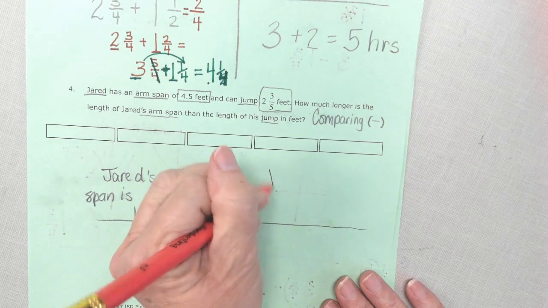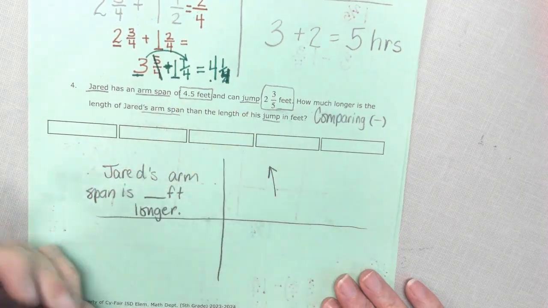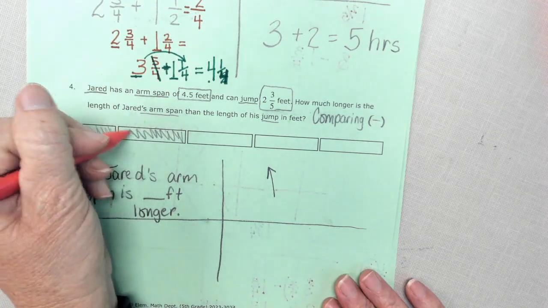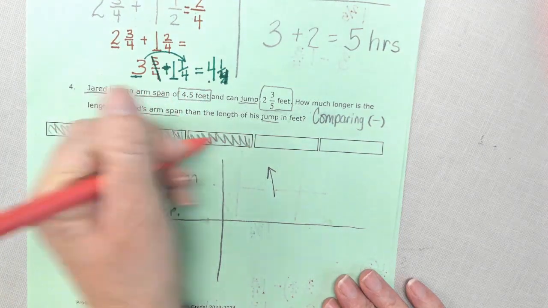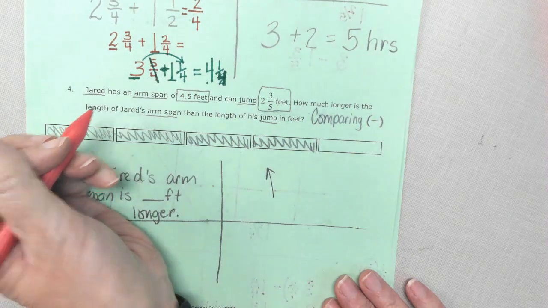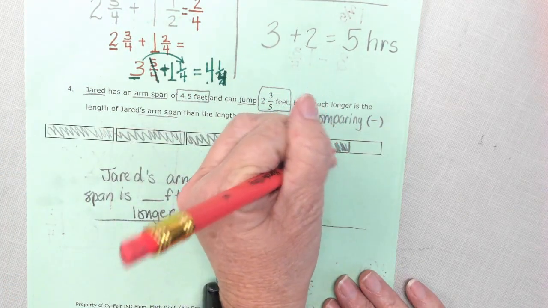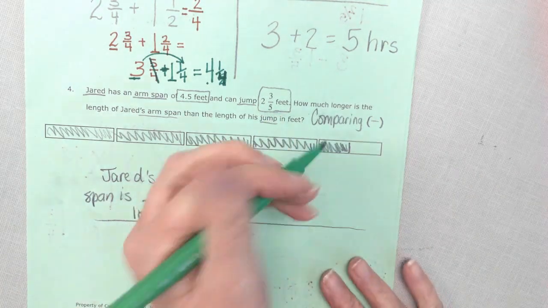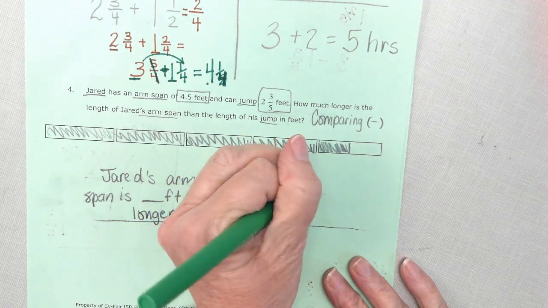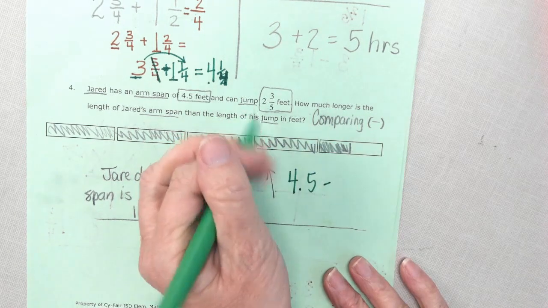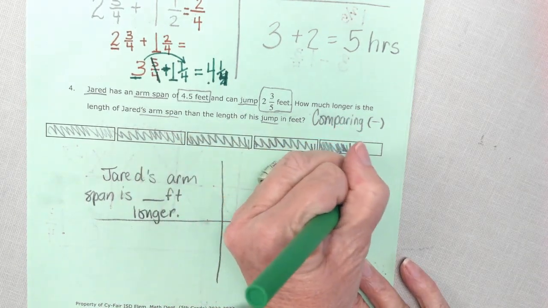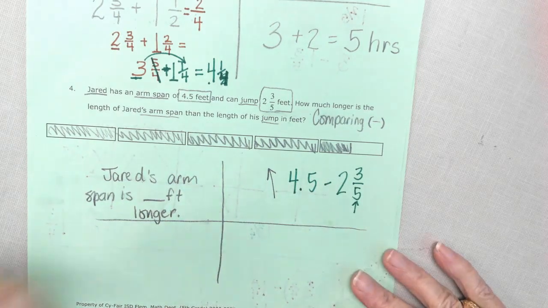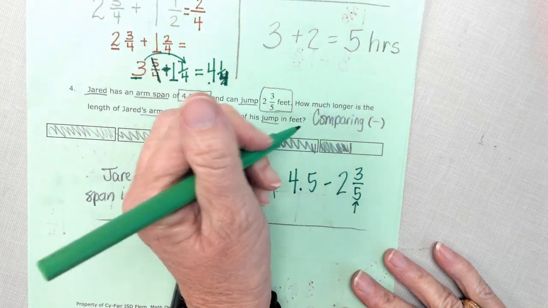And so I'm going to use my models like we have before. We have 4.5 feet. So we have all of this model, all of the second model, the third model, and the fourth model. And then we need to cut this one in half and shade in half. To take away the 3/5, what we need to do is now we need to cut this so that we have only fifths. So I'm going to go back to my models and I'm going to think, well, how can I cut this into fifths?